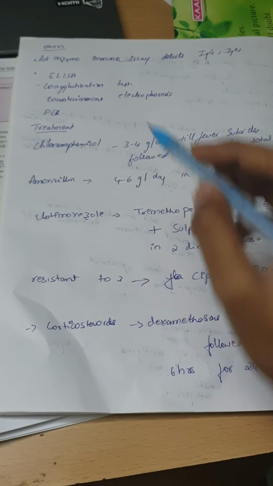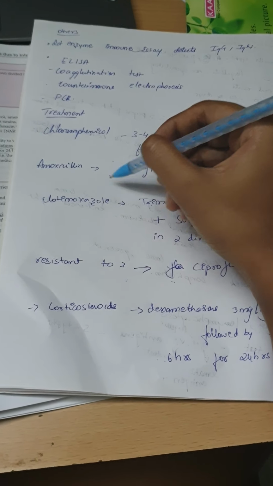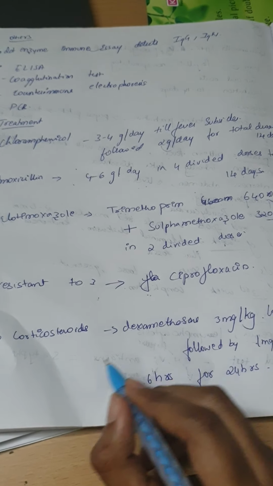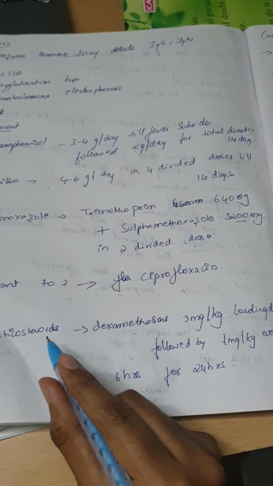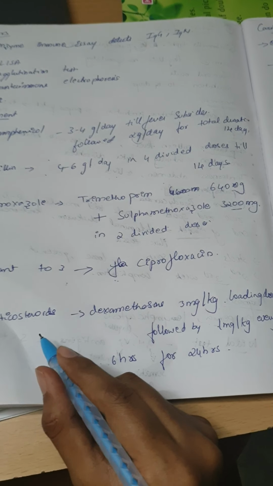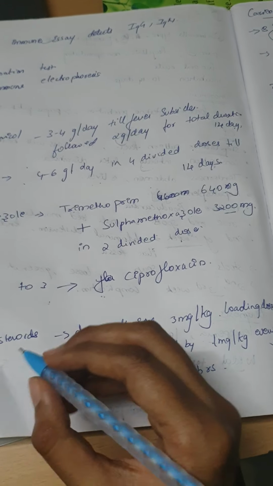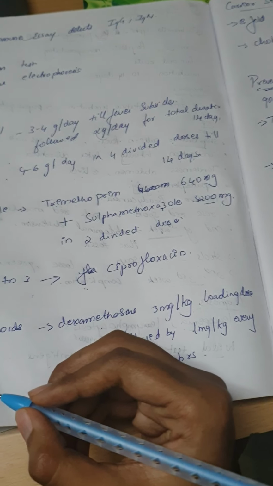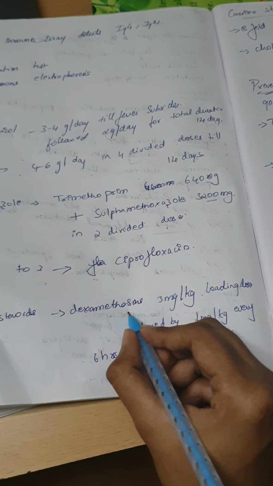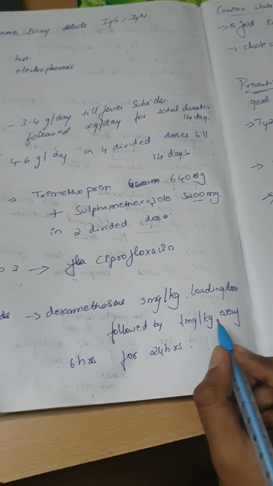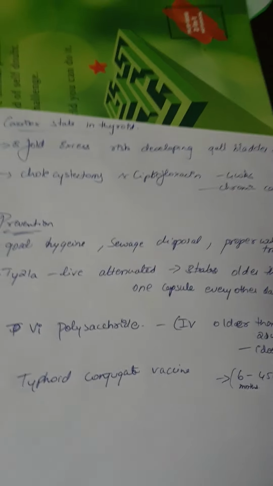If the person is resistant to chloramphenicol, amoxicillin, and cotrimoxazole, you are supposed to give ciprofloxacin. We also give corticosteroids to protect the patient from severe toxemia and CNS manifestations. Dexamethasone, 3 milligrams per kg loading dose, followed by 1 milligram per kg every 6 hours for 24 days. Right.